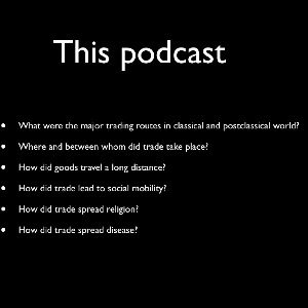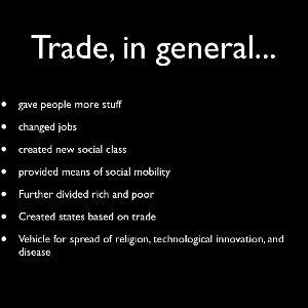Well, for one, it gave people more stuff, led to more varied diets and more products. It changed jobs, so it encouraged people to produce things for sale in distant markets, and this led to increased specialization, and in some cases it created food crises, because instead of producing food, people were producing goods for sale in faraway lands. Trade created a new social class.